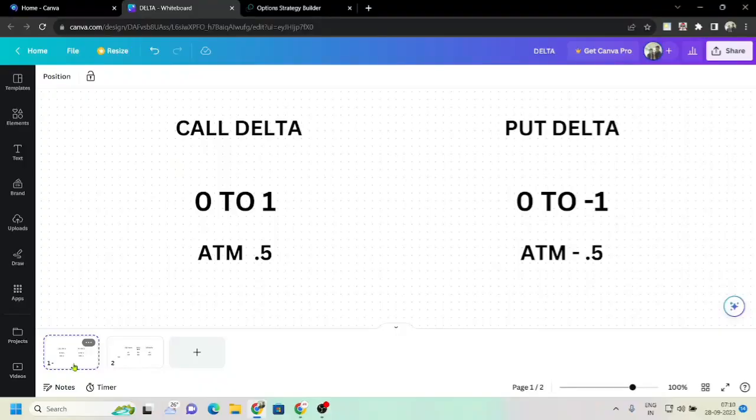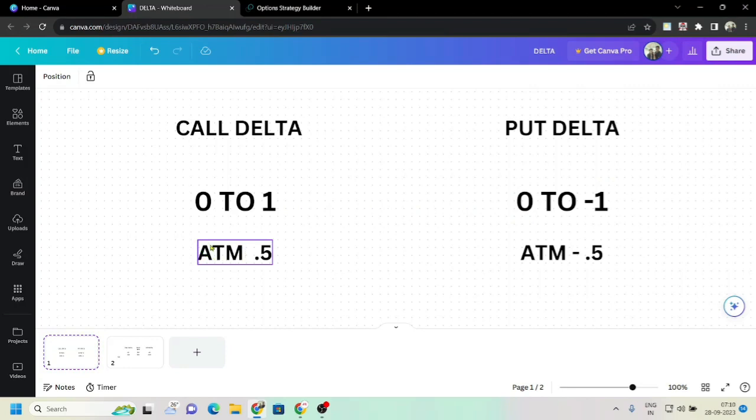For the first time we are learning what delta is. Let's go to the option chain. I will explain more from the option chain, then we will be back. Yes friends, let's go through the whiteboard presentation. There are two types of delta, call delta and put delta. The call delta varies from 0 to 1. The put delta varies from 0 to minus 1.